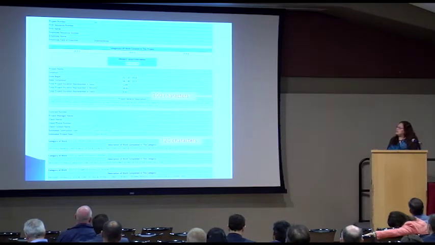Down here we have the project general description, and this is basically where you just put your general description of your project. And then down here we have the category of work, and that's where you describe the work you've done.